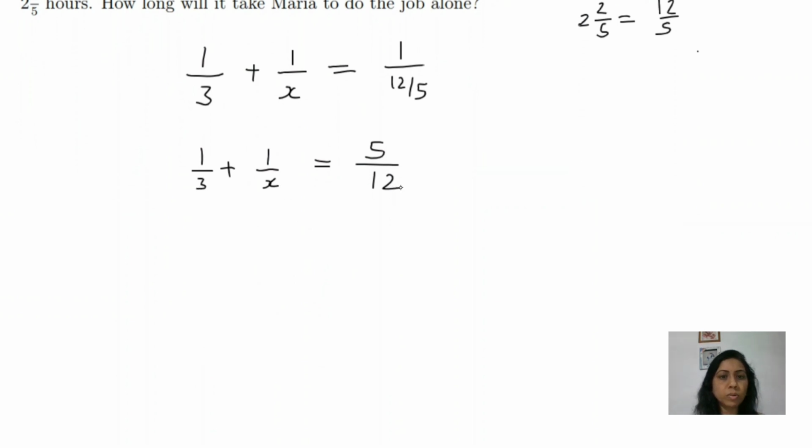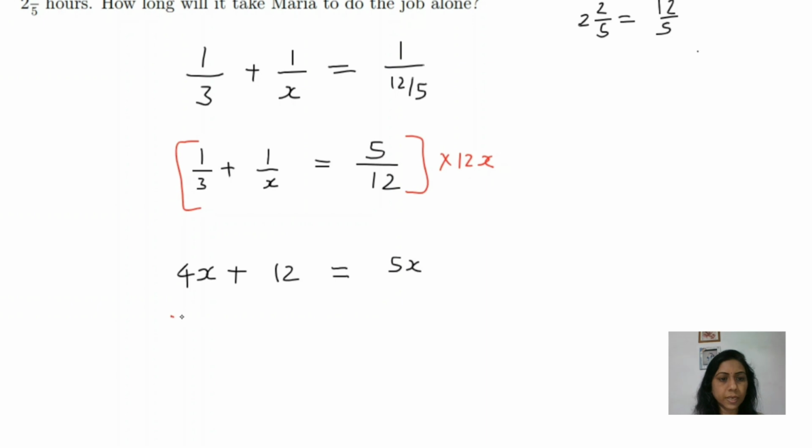Now, in the denominators we have 3, x and 12. So the least common multiple of 3, x and 12 is 12x. So we multiply the whole equation by 12x. 12x multiplied by 1/3 gives 4x. 12x multiplied by 1/x, the x cancels, just 12. 12x multiplied by 5/12, the 12 cancels, 5 times x, 5x.